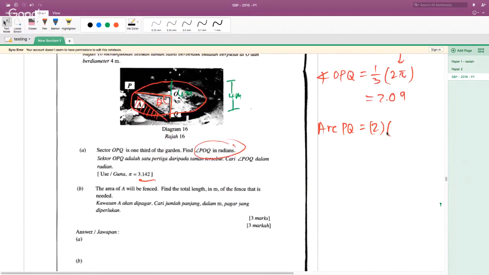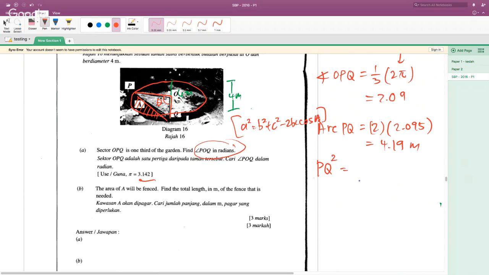Where is the theta? 2.095. So you will get 4.19 meters. And now we have to find the length of PQ. To find the length of PQ, we can use the cosine rule: a squared equals b squared plus c squared minus 2bc cos A. So I will use this one.